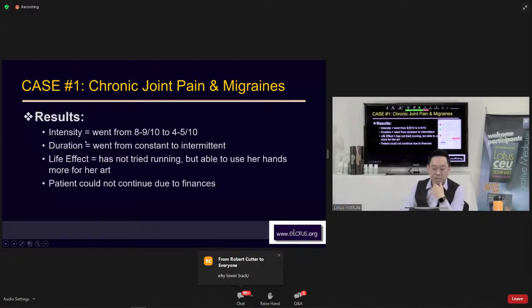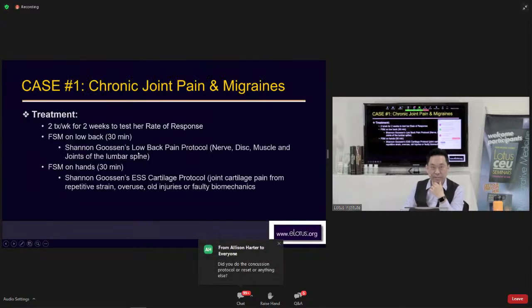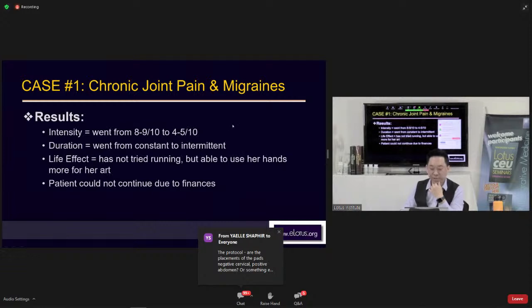The results: her intensity went from 8 to 9 out of 10 to 4 to 5 out of 10, right? That was 4 treatments, right? So 4 treatments, it dropped 50%, right? The pain went from constant to intermittent, right?